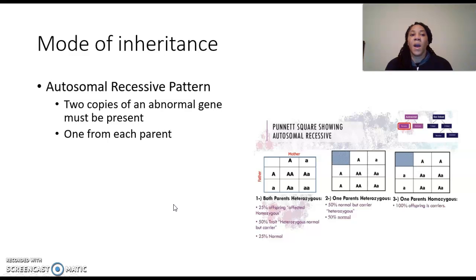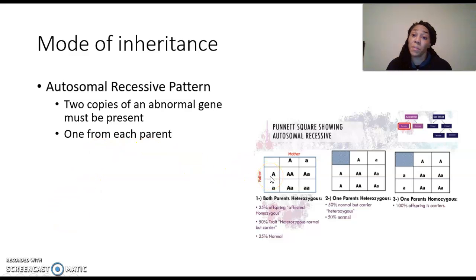So how is sickle cell inherited? It's an autosomal recessive pattern, which means that two copies of an abnormal gene must be present. That means you get one from each parent. If you draw a Punnett square, it will give you the probability of whether the child will be affected, if the child will just be a carrier, or if the child will be normal. So let's take a look at the Punnett square.